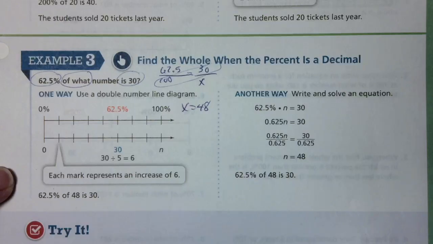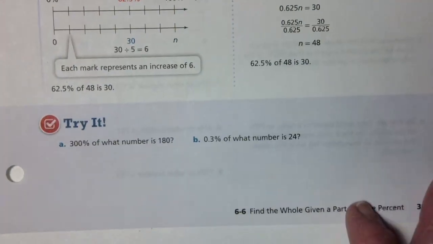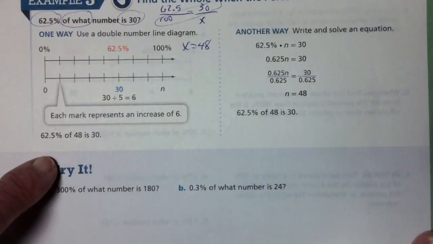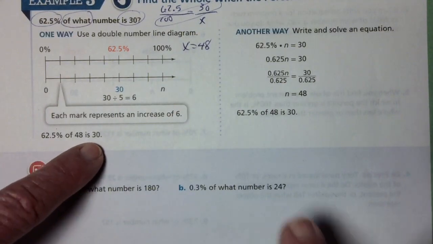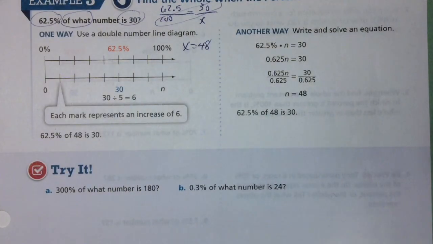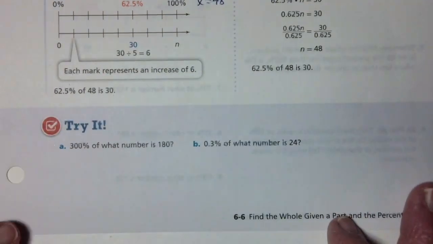Okay. Now, when they did it this way, they got 48, doing it with their double number line. They said 62% of 48 is 30, and 62.5% of 48 is 30. They got the same answer we did. All right, so here we go. We're going to try it.